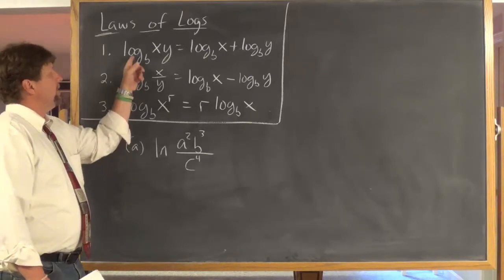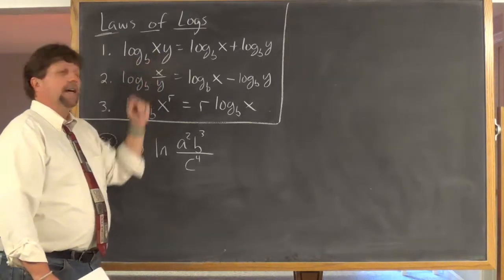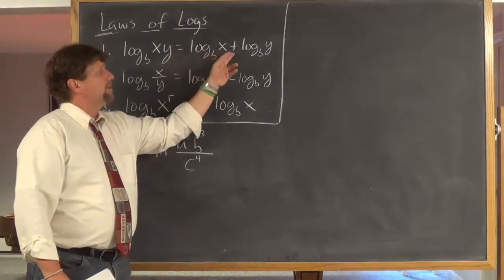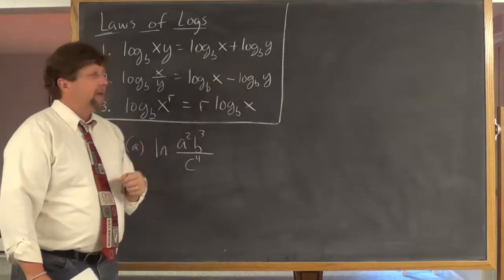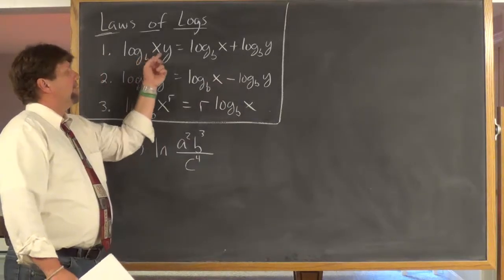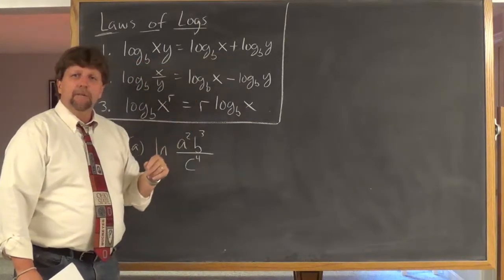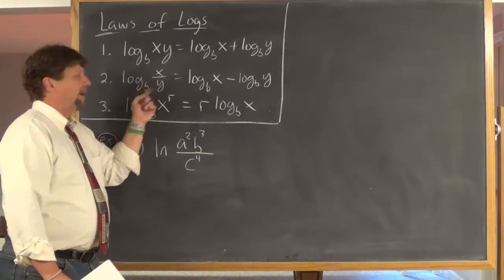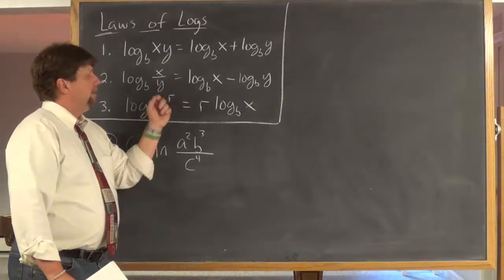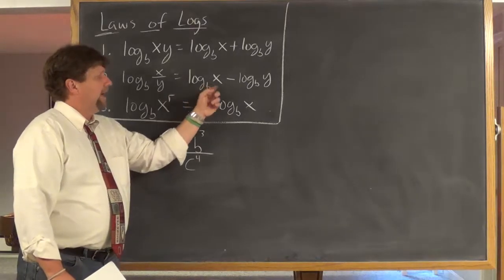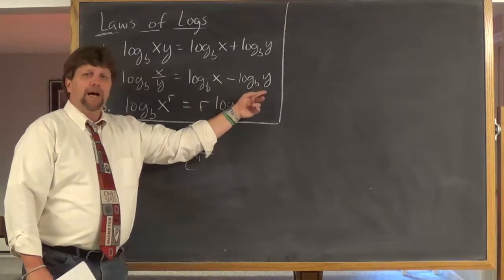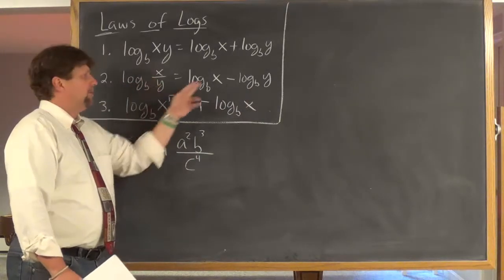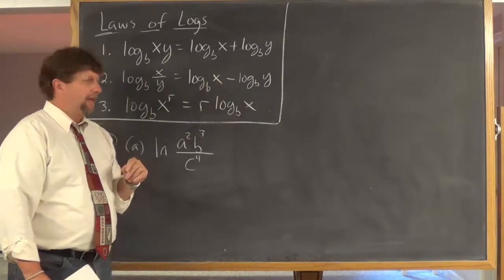The first one says when you have log base b of x times y, you can rewrite that as log base b of x plus log base b of y. So the log of a product can be rewritten as a sum. Number 2, log base b of x divided by y, can be rewritten as log base b of x minus log base b of y.